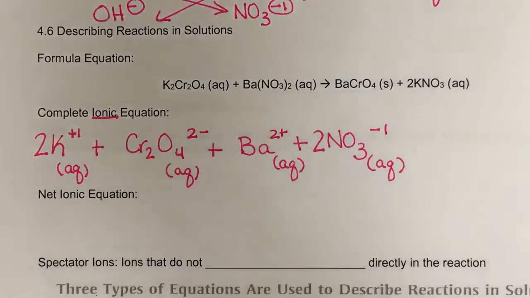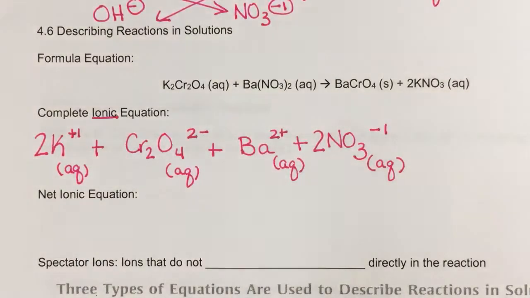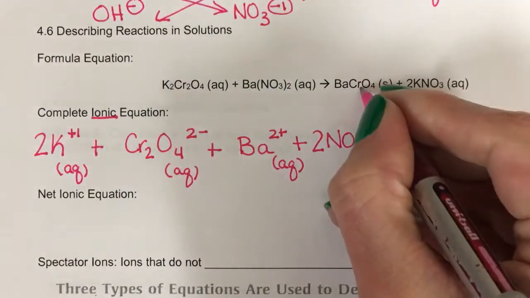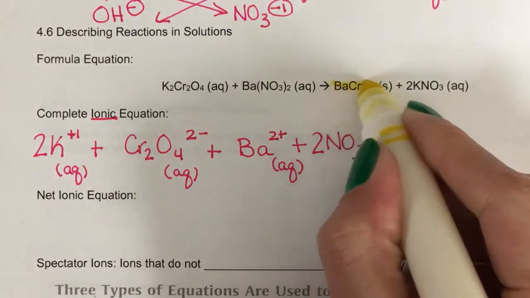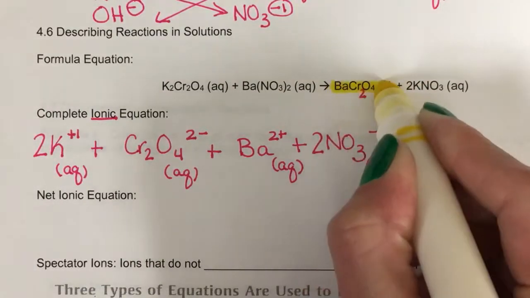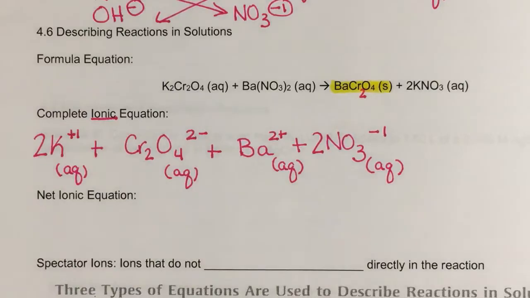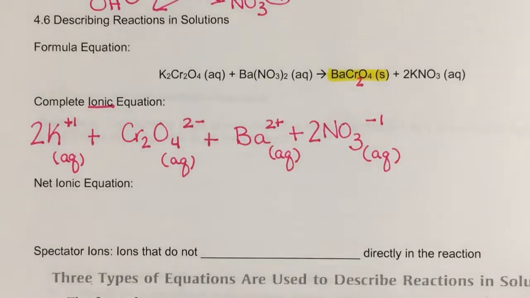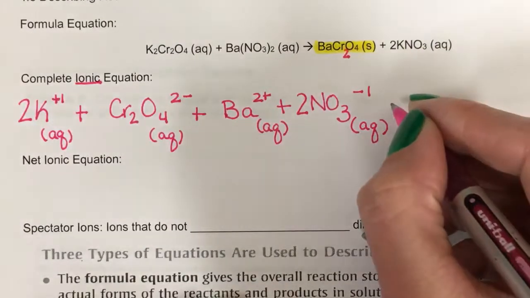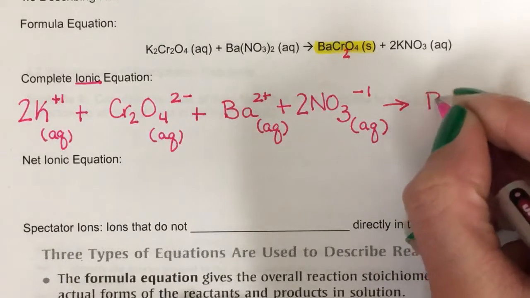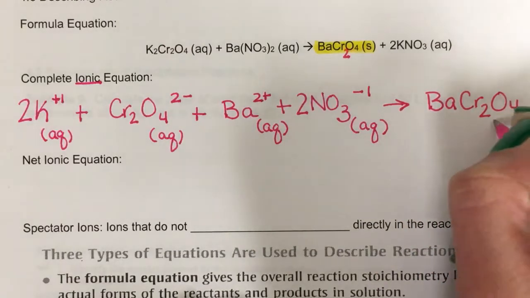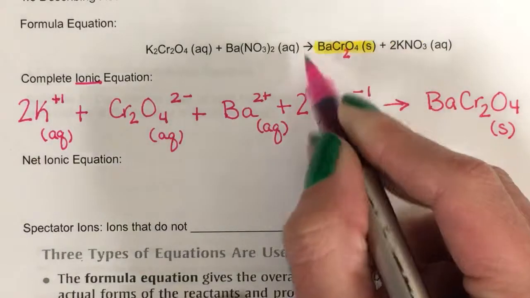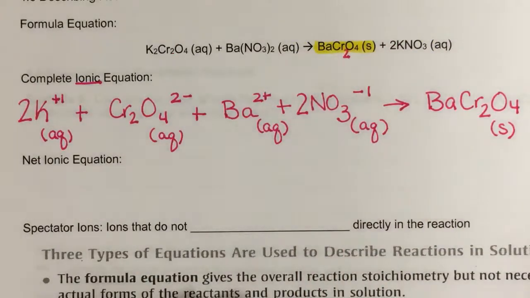Now, this is where it gets different. My barium chromate, BaCr2O4, is a solid. Because it is a solid, it does not dissolve. So since it doesn't dissolve, I keep it all together and write it exactly as it appears here. Because it's a solid, I leave it alone.